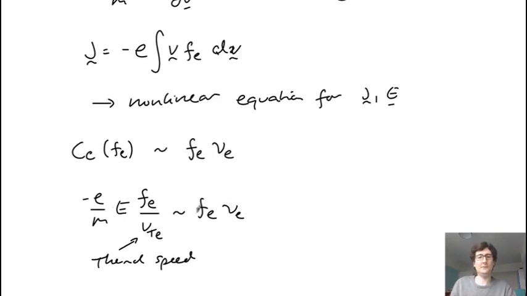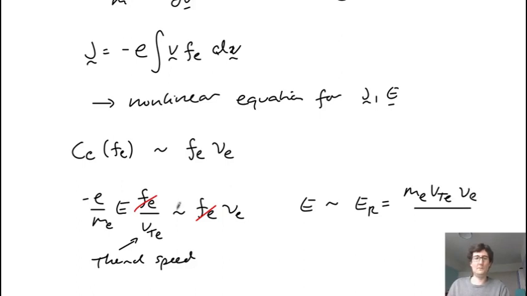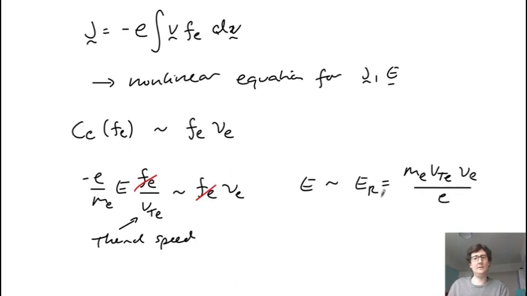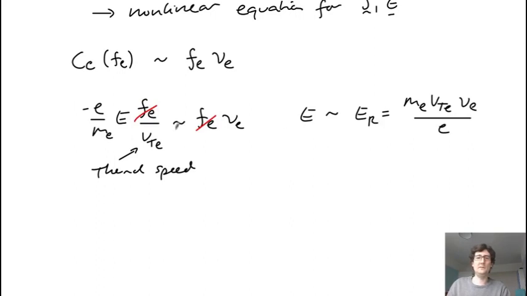And this we can rearrange. See here the f's cancel, and so this gives an expression for E. And this we're going to label E_R for reasons that will become clear shortly. And this is just given by essentially multiplying this out. So this is the electron mass, so it's m_e times the thermal speed times the collision rate divided by e. So this is a typical electric field, and this is the field you need to balance the collisions against the acceleration of the electrons.